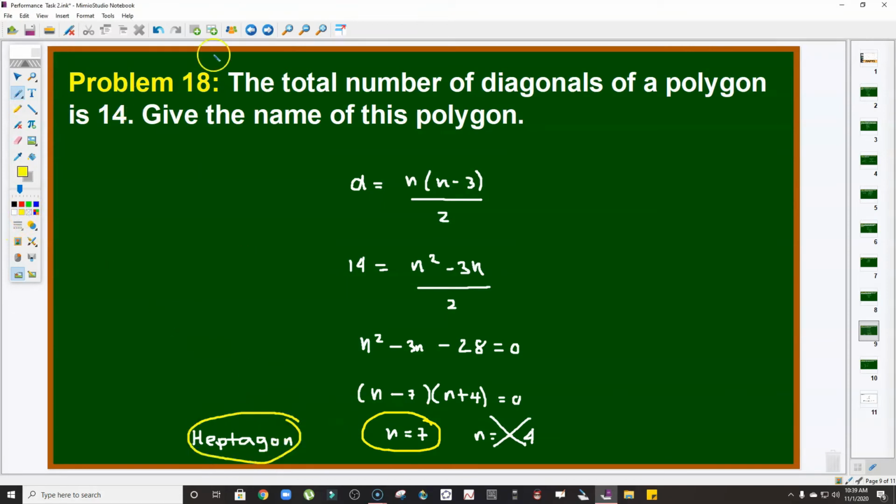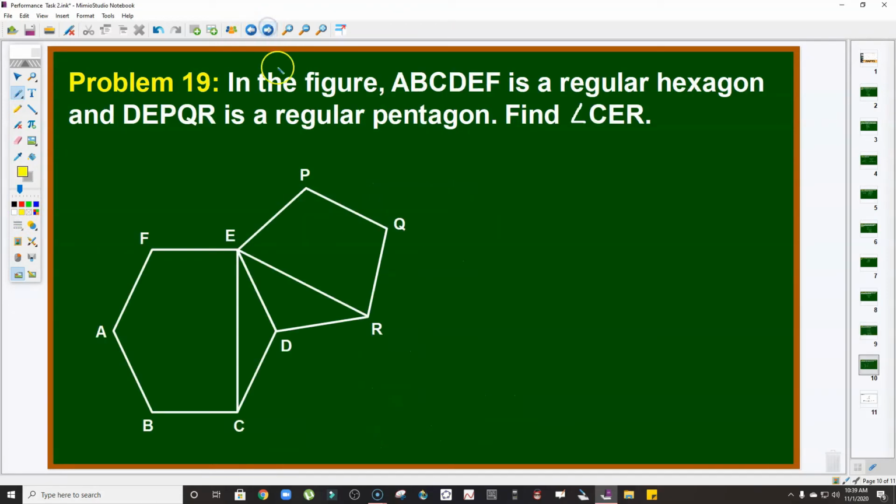Okay. Second to the last problem, number 19. In the figure, ABCDEF is a regular hexagon, while DEPQR is a regular pentagon. The question is, find the measure of angle CER. Where is CER? This one, CER. So this is the measure we need.